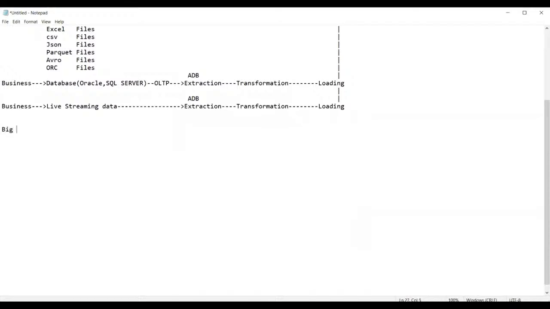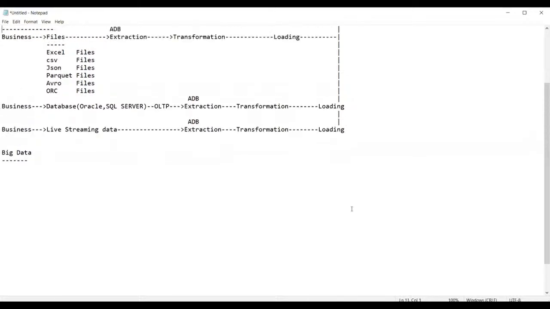Now next, let us see exactly what big data is. Now guys, what is big data? Big data is nothing but whatever data you're getting from the business is called big data. Big data is not a very great concept where you need to get confused. Just split it: big means huge or massive, and data means information.